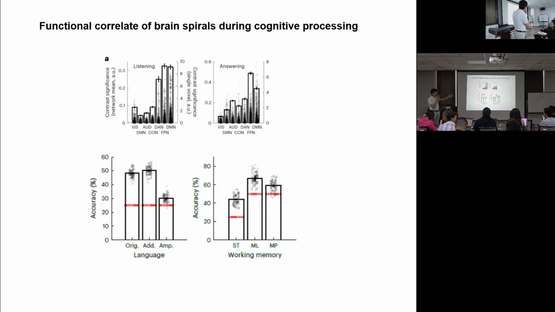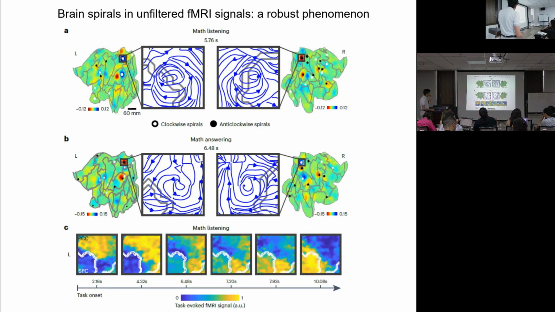The results we obtained are for about 100 subjects, based on HCP data. We performed a similar analysis for working memory and got similar results. This phenomenon is also very robust.